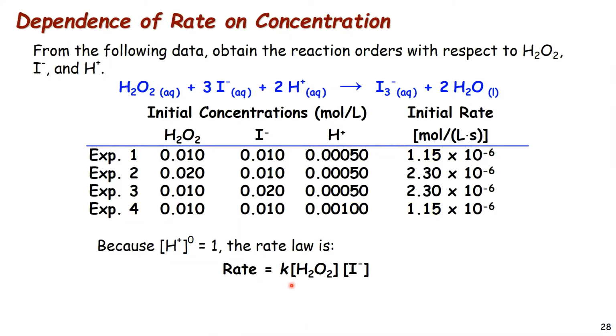Rate equals K, that rate constant, times the concentration of hydrogen peroxide, which we determined was first order, so the exponent of 1, which we don't write. The iodide was first order, so it's raised to the first, which again, we don't write the 1. Then the concentration of the hydrogen ion, that was 0. But of course, anything raised to the 0 is 1, so that's why it doesn't appear in the rate law. So this is our rate law.